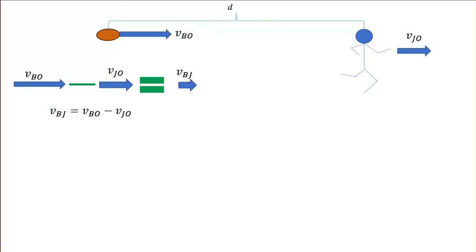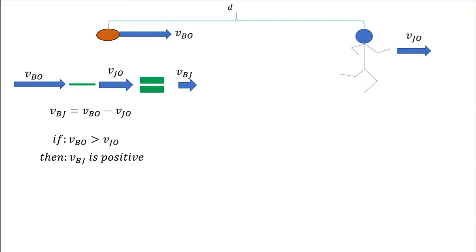If you aren't quite sure why I chose this order of subtraction, think about it like this. Imagine the ball is moving faster than Joe, which it has to be if it will ever make it to him. Then, written in this order, we will have a positive quantity, which means that, from Joe's perspective, the ball is moving to the right, which is what makes sense. So this is the correct order of subtraction.